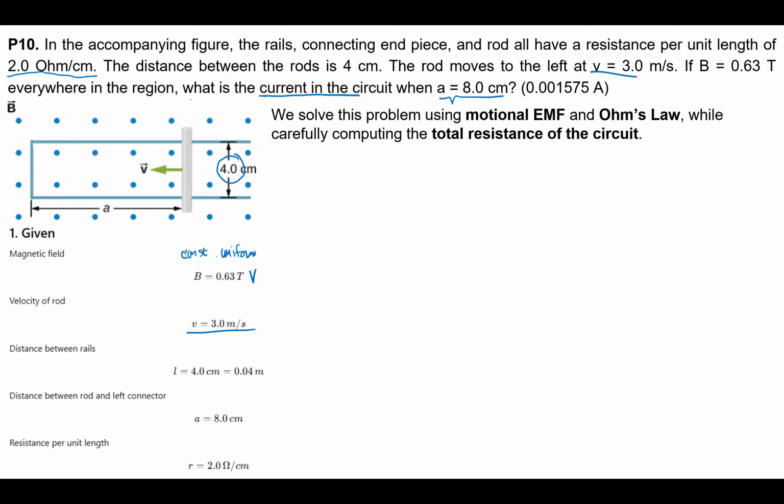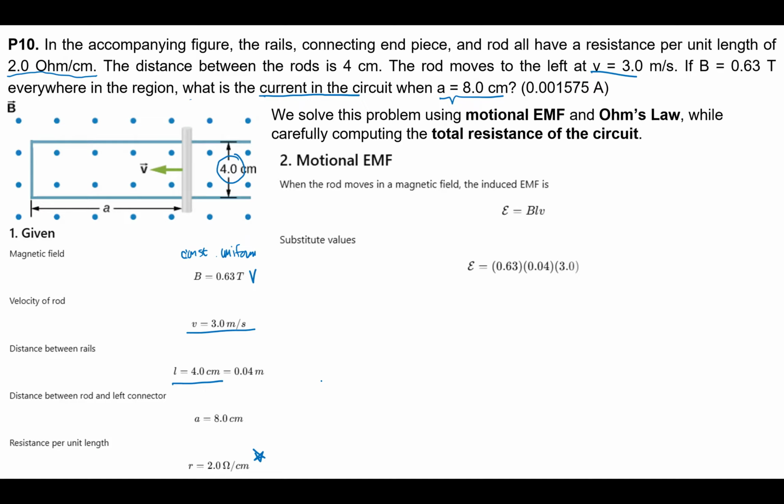But the rod has a velocity, and the distance between the rails is 4 centimeters. And this distance between the rod and the connector is given by this A. And the resistance per unit length is given by this one. So now let's build up our logic.